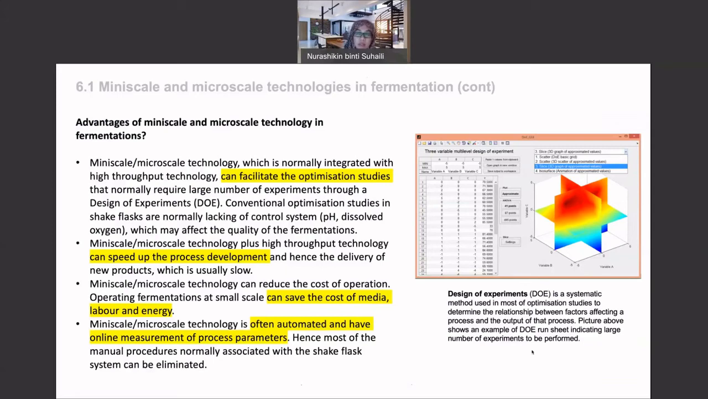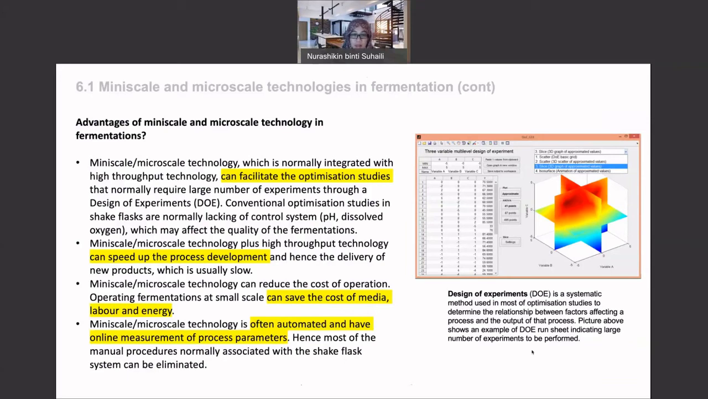Compared to if you want to carry out fermentations using a conventional bioreactor, like 1 liter, you have to do 72 times instead of just 3 times, right? So that is the difference. And if you want to carry out using shake flask, the problem with the shake flask is that it doesn't have the control system like the pH, the dissolved oxygen, and so on. So the results that you get might not be as good as if you use a microbioreactor.